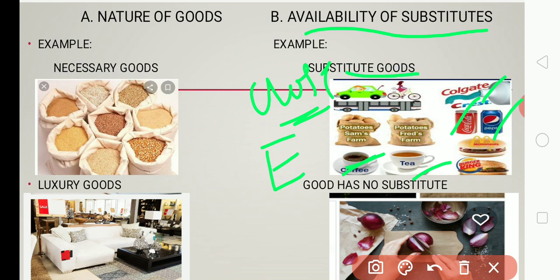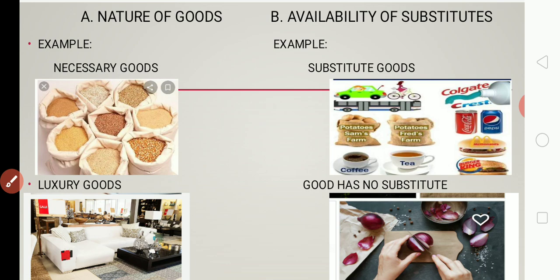And for some goods there will not be a substitute. For certain commodities there will not be any substitute. For example, I've shown the image of onion. For onion, is there any substitute? No. And also in the image it is shown salt. For salt, are there any substitutes? No, there is no substitute for salt and onion. If a good has no substitute, demand becomes inelastic. So this is the second factor which is determining the price elasticity of demand.